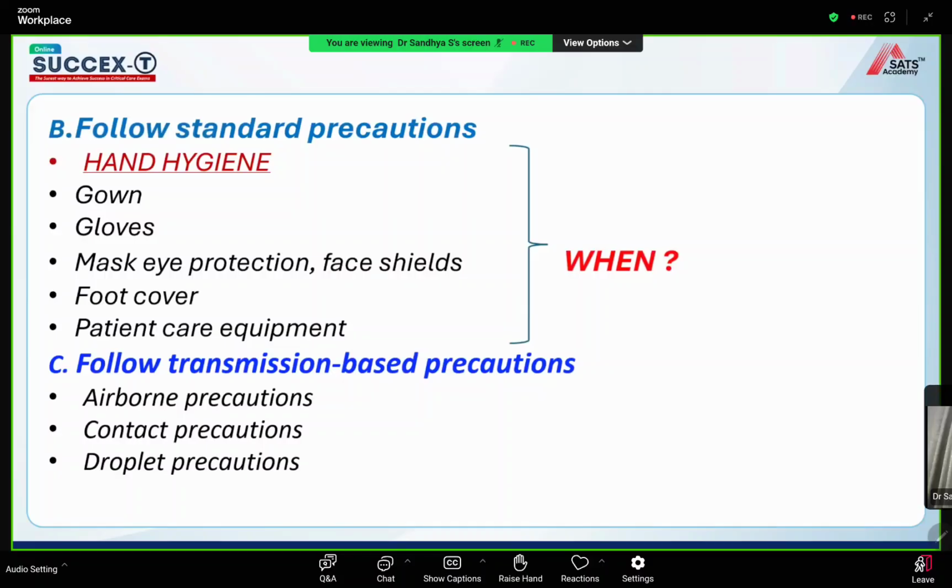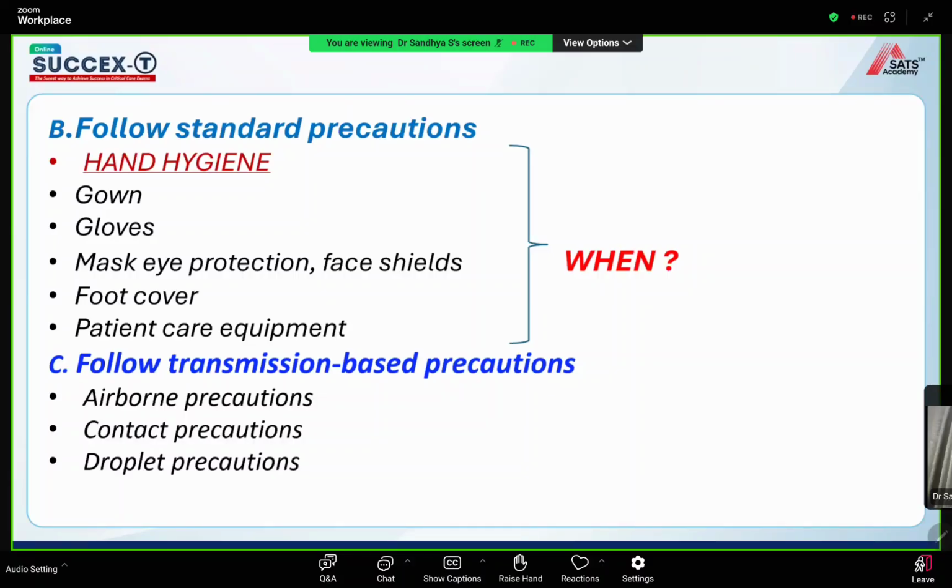And there should be some standard precautions for all patients. The most important thing about standard precautions is hand hygiene, because that is the single most important step that has been found to be decisive in reducing the hospital-acquired infection rate. And it clearly explains in detail when and how you should be using gloves, whether sterile, unsterile or general purpose gloves, and where and when you should be using mask, eye protection, face shields. Kindly go through this, as well as foot cover and patient care equipment.